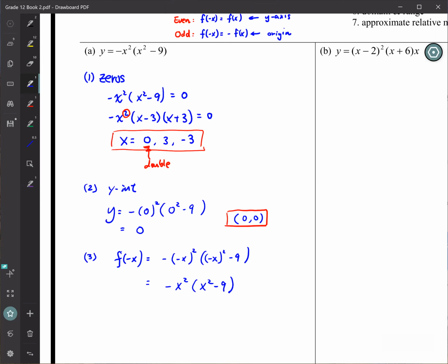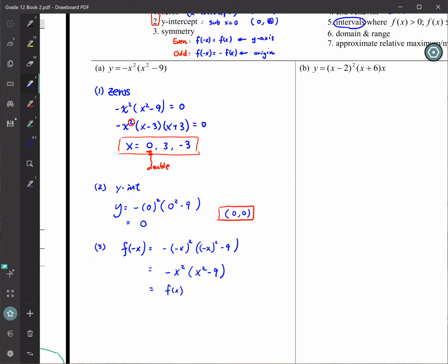So this one looks just like the original function, right? So it equals f of x. Looks the same as before. So we would know this one has a symmetry, right? What kind of symmetry do we have then? Over the y-axis. Yeah, very good.